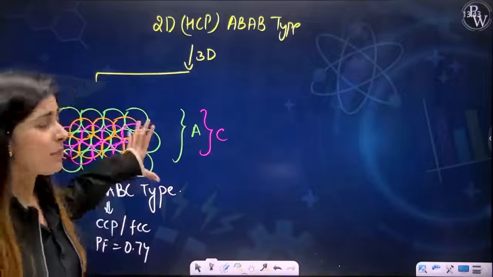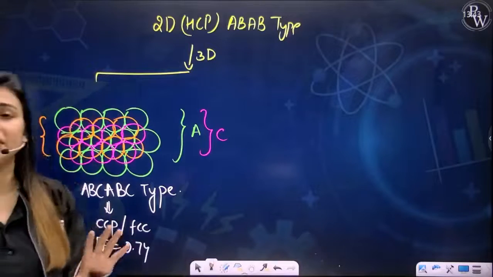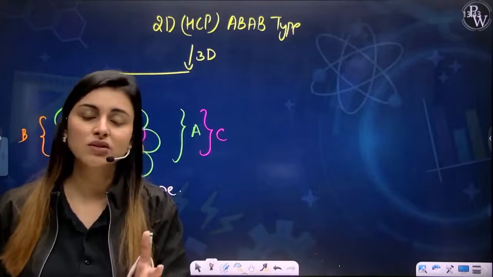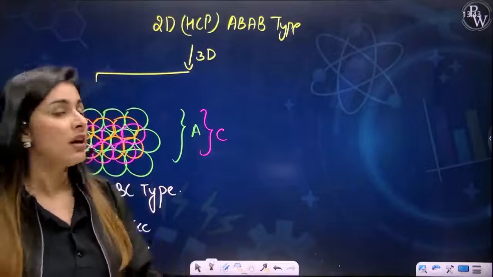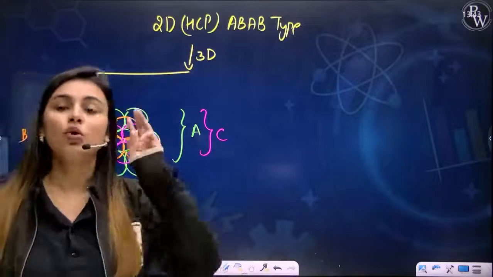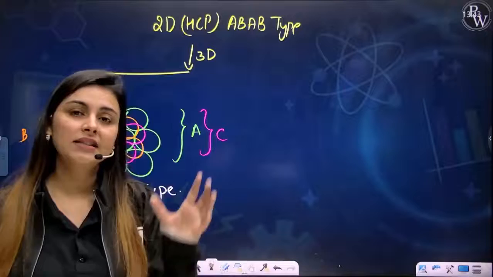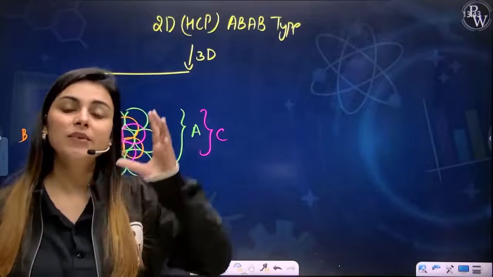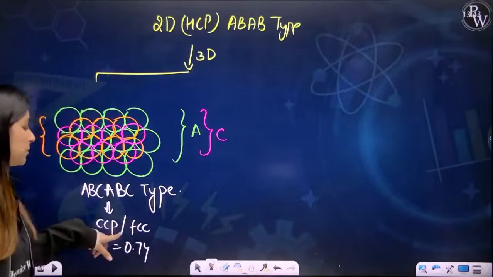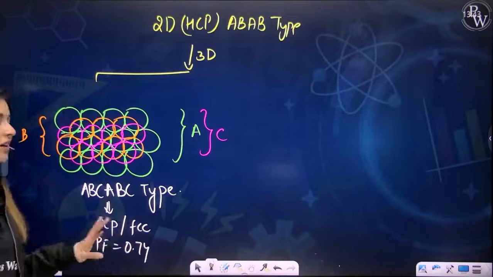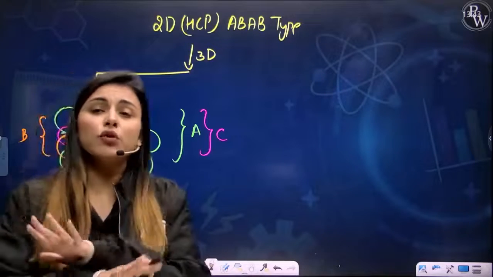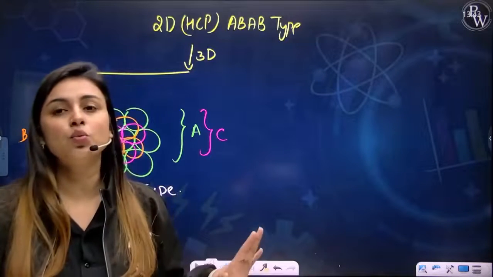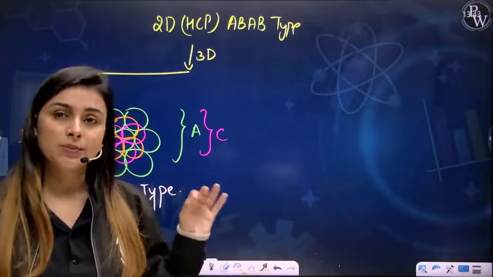You need not imagine this because this is too complicated for your syllabus, my dear students. You just have to remember that in 3 dimension, when we do HCP lattice into the 3 dimension and we do ABC type, it gives us CCP or FCC lattice, and the packing fraction is 0.74, and that is the most that you want to understand in this particular part.